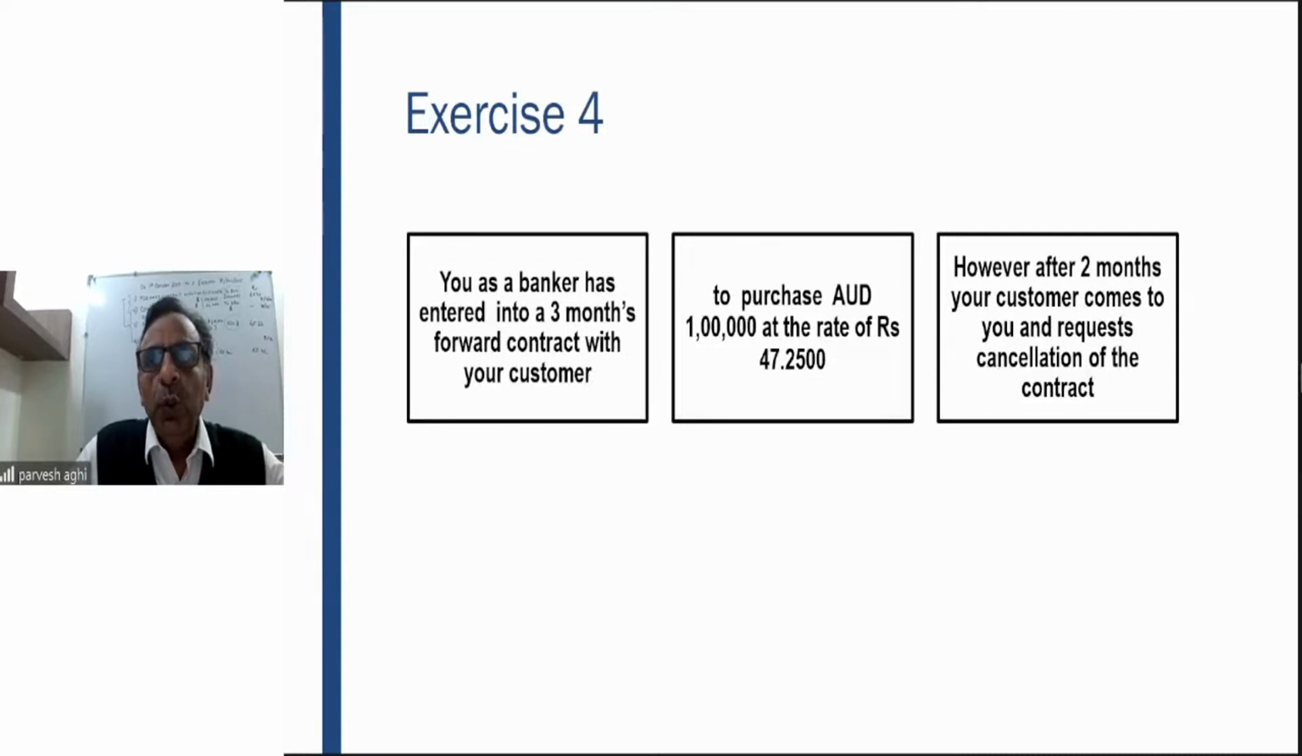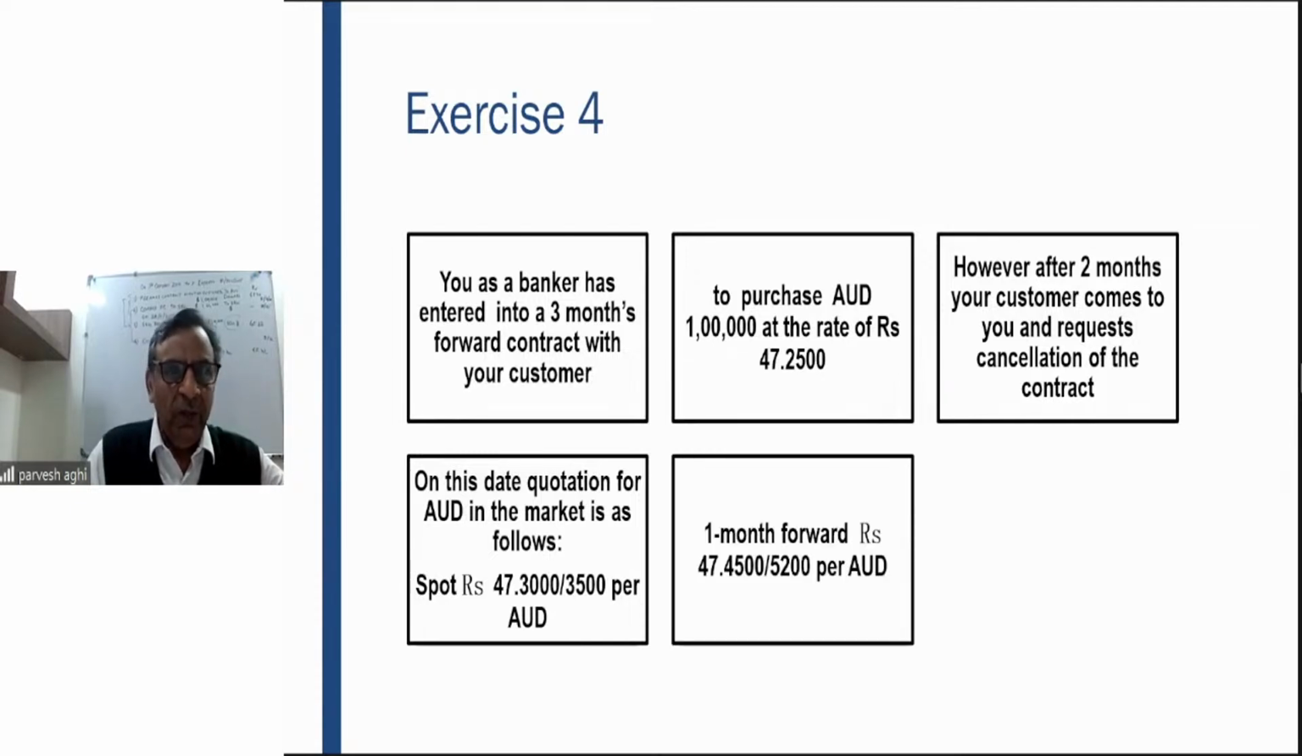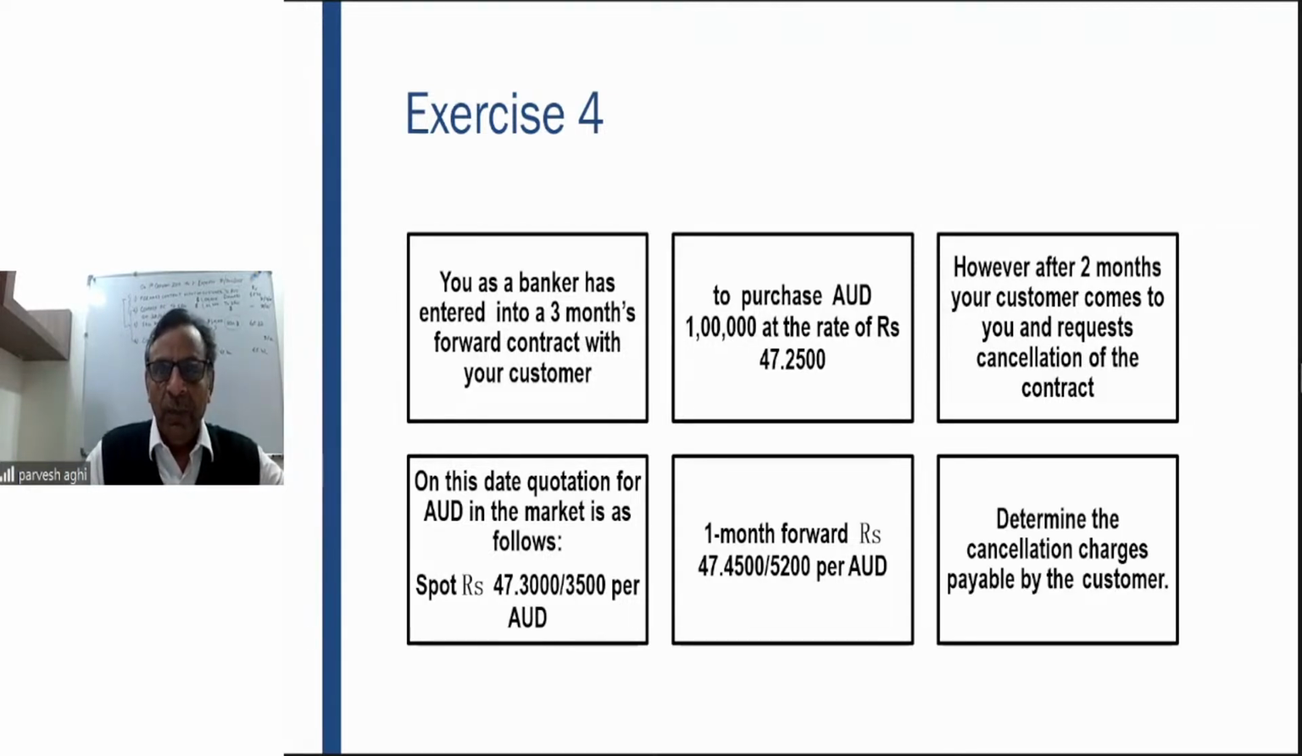However, after 2 months, your customer comes to you and requests to cancel the contract. So he has come, not on the due date, but after 2 months. There is yet 1 more month to go, so this is an early cancellation. On this date, the quotation for Australian dollar in the market is as follows. The spot rate is given and even the 1 month forward is given. It will be very important that we use the 1 month forward because he has come early. Determine the cancellation charges payable by the customer.